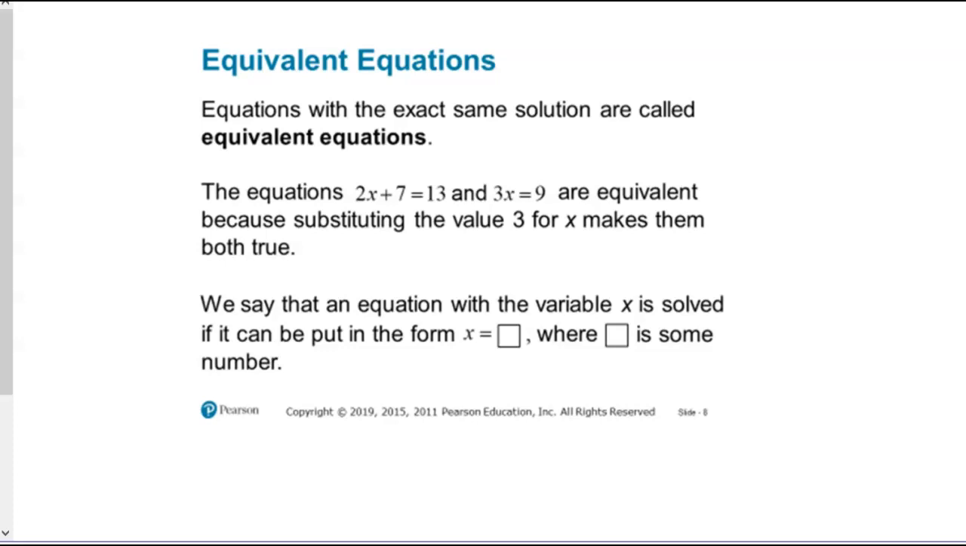an equivalent equation. And the key to remembering an equivalent equation is that it is equal to something. In this case, 2x plus 7 is equal to 13. So that says whatever 2x plus 7 is, it's 13. And same thing over here, 3x is the same thing as 9.